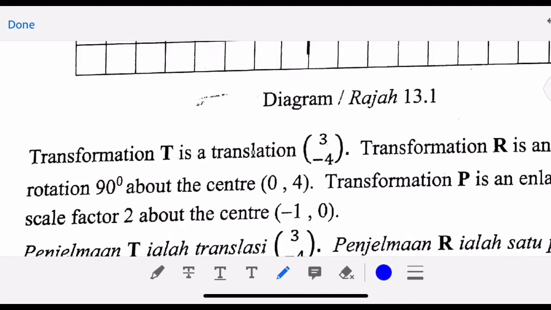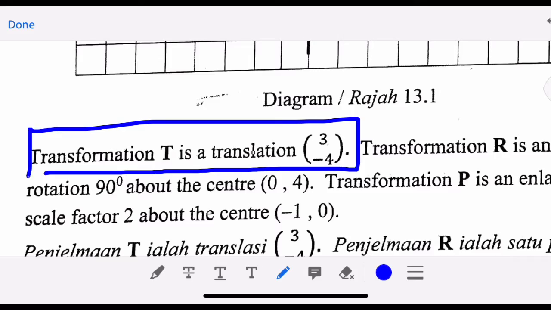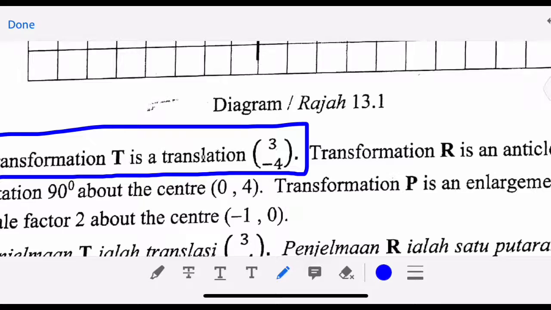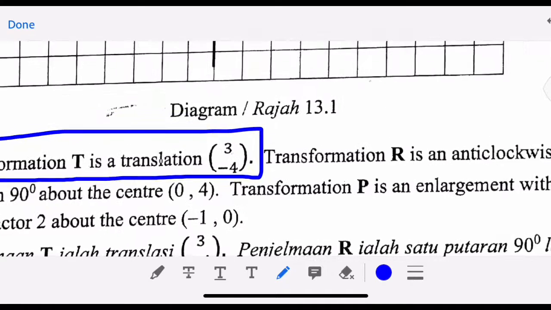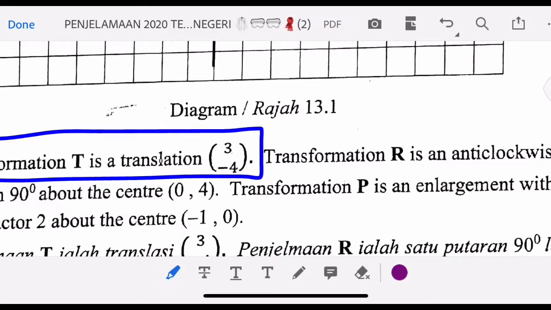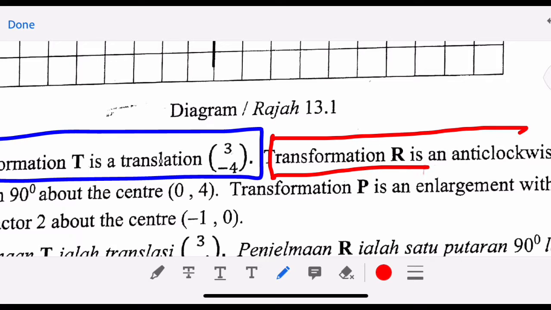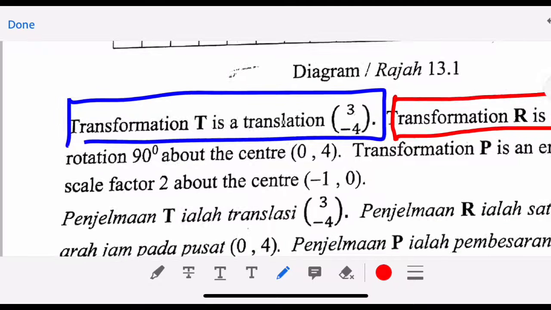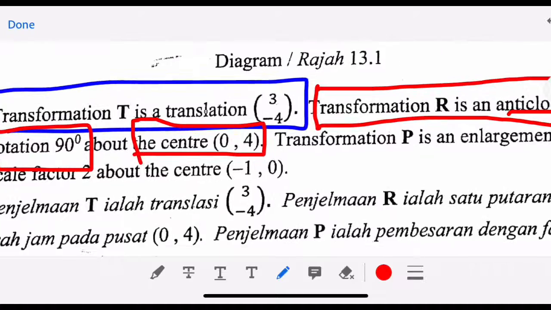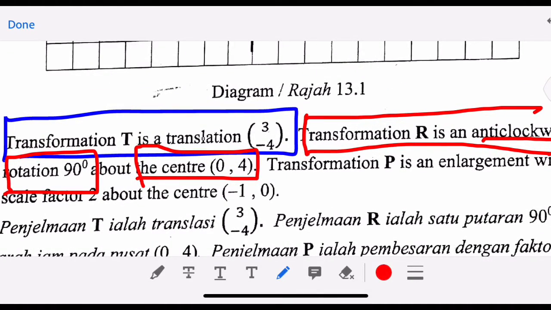Okay, we have transformation T, which is a translation, a movement to the right 3 units and moving down negative 4. And transformation R stands for rotation. It's an anti-clockwise rotation 90 degrees about center 0, 4. See, it is important to highlight the direction, angle, and the center.